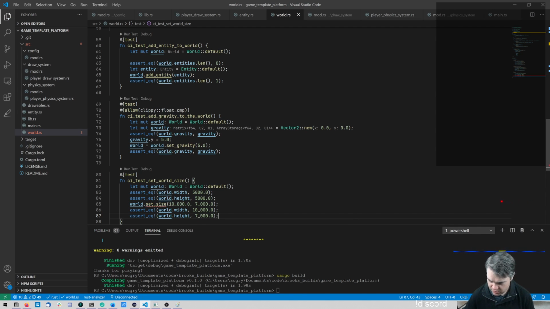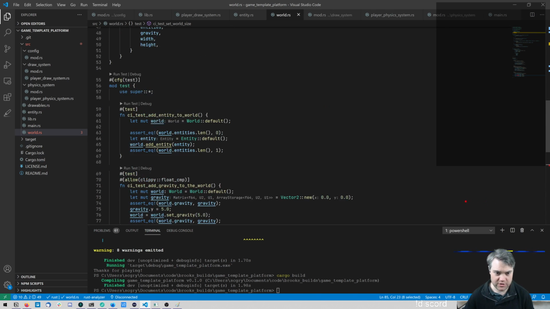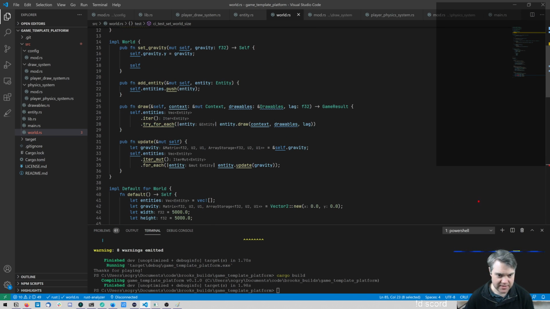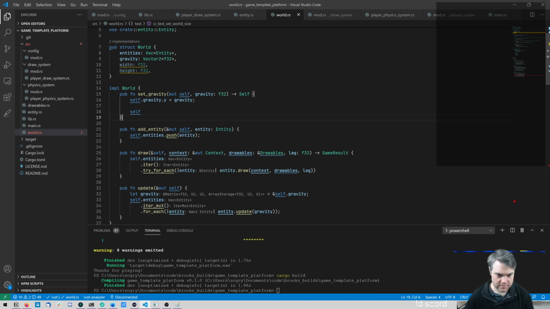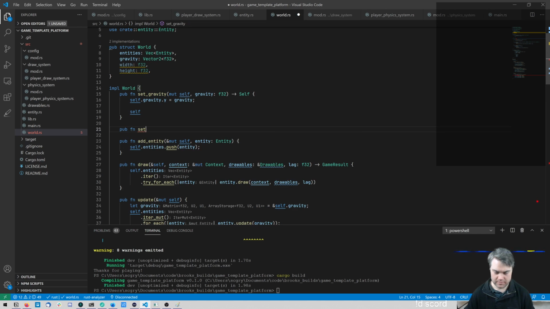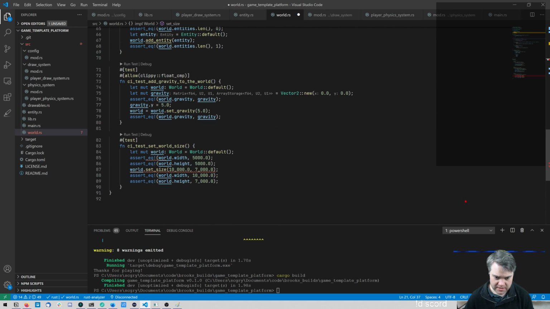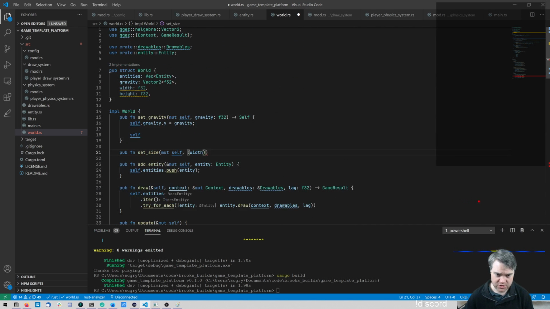Okay, so that's what we expect to have happen. So you're yelling at me that we don't have a set size. Let's implement that. And this is going to be a new size. That's going to be a width. We're actually just passing them two in there. So instead of this tuple, it's actually just the width, which is an F32, and a height.